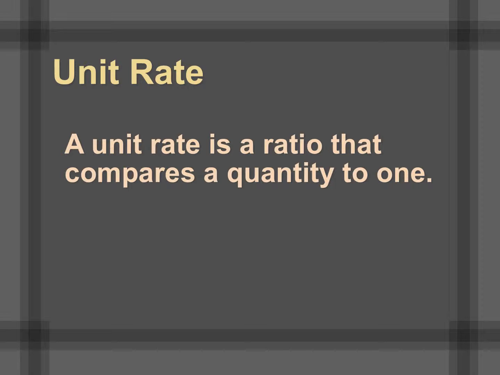And then we can go even further with rate, and we can say, well, what's a unit rate? Well, unit means 1. So a unit rate is just a rate, a comparison of two measurements, but we want to compare that quantity to 1. So we want to make sure that our denominator becomes 1.